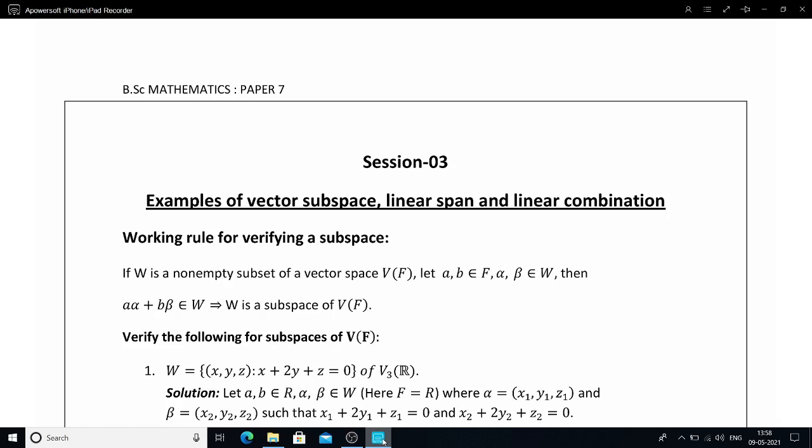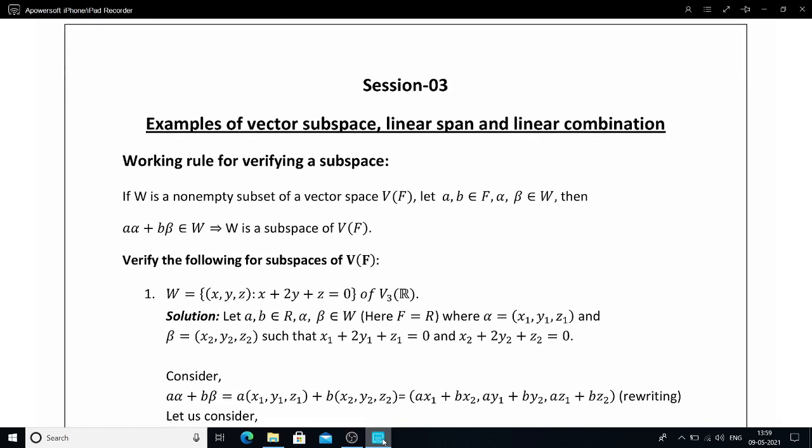In this session, first I'll take examples related to vector subspace, then linear span and linear combination. To work out the examples, we have to remember one rule. I'll read out that rule that we have studied in the previous session.